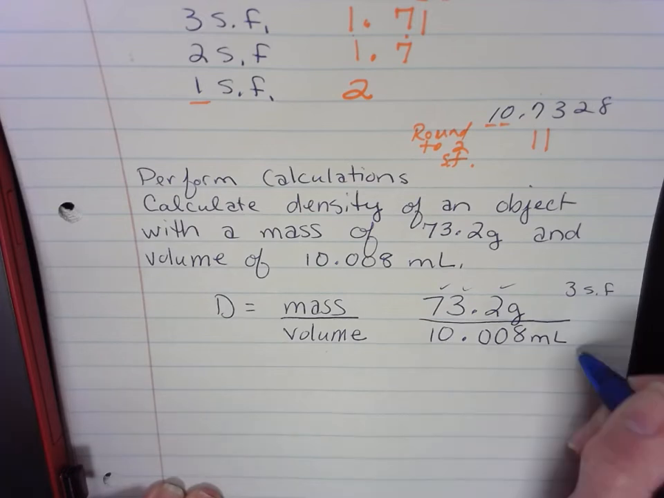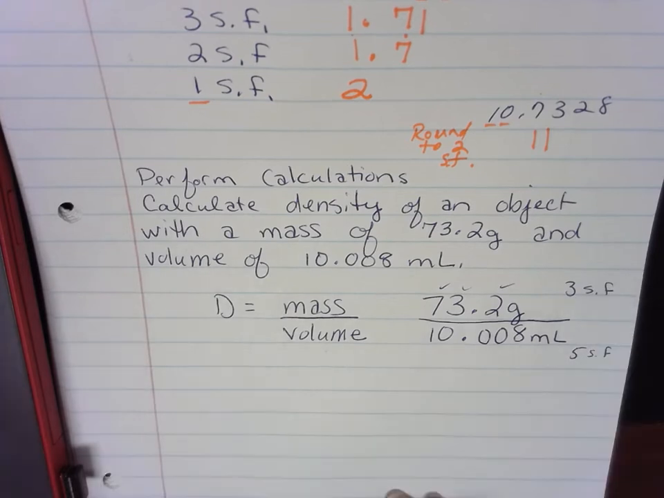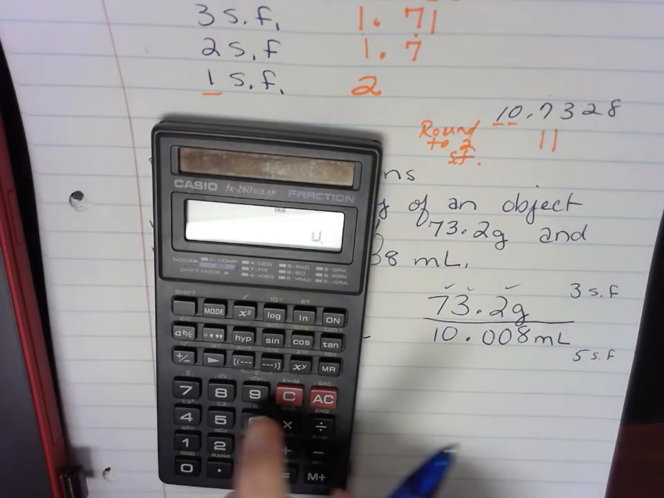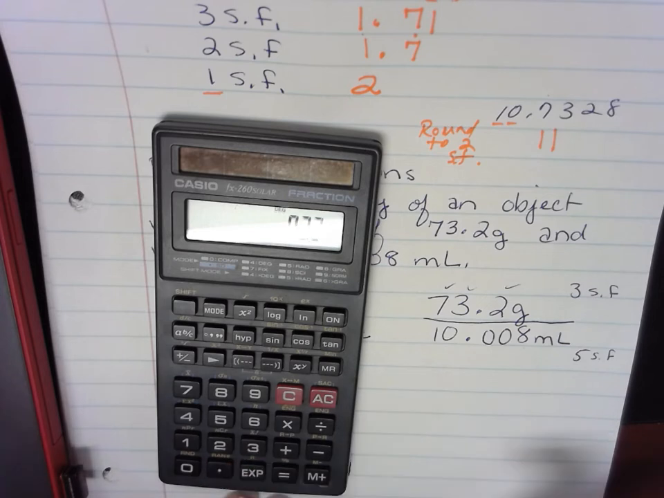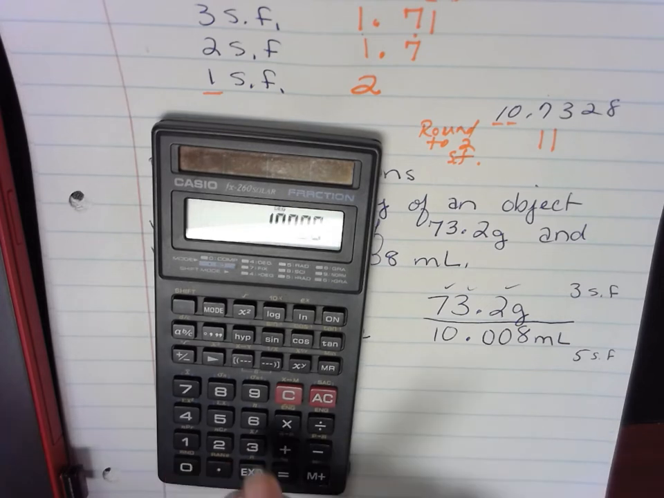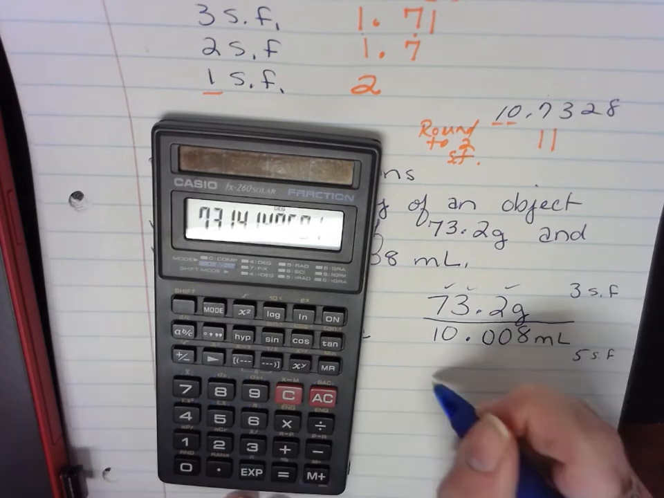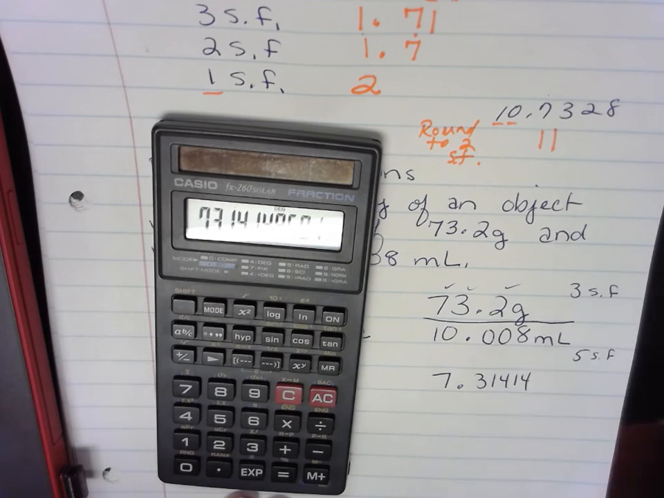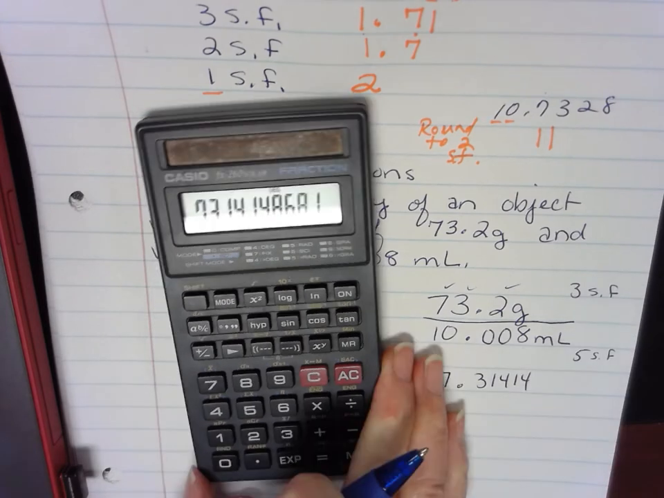So I'm going to take my calculator, and when I say 73.2 divided by 10.008, it gives me 7.31414 and so on. I know it's hard for you to see. 7.3141 and so on.